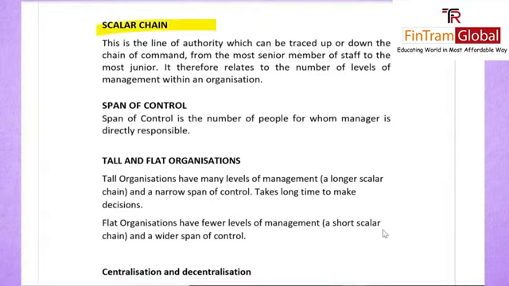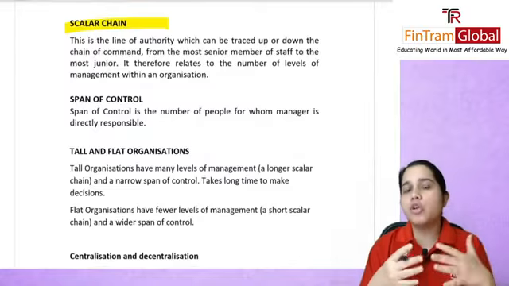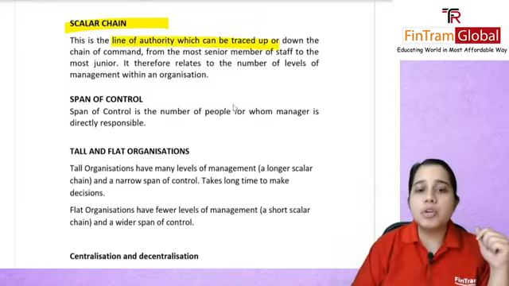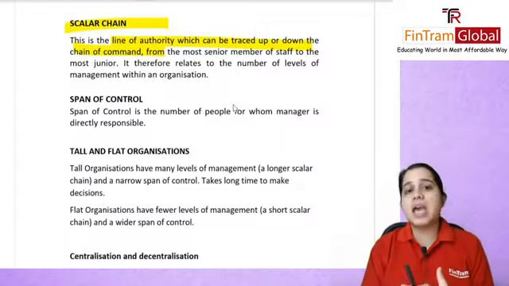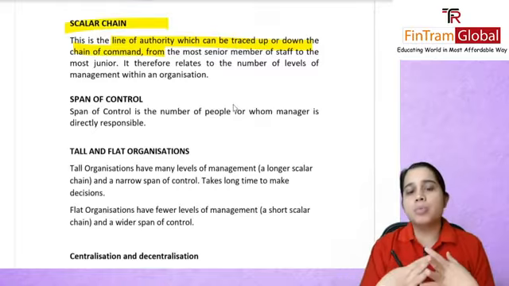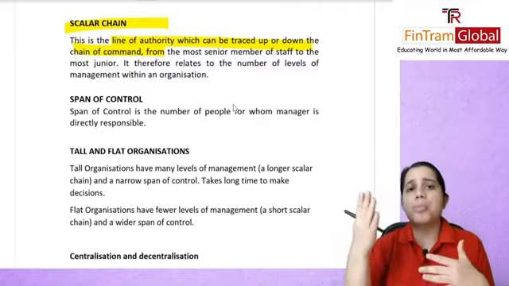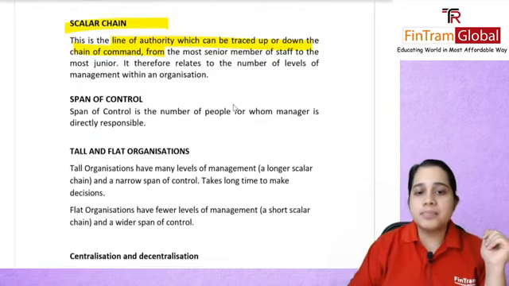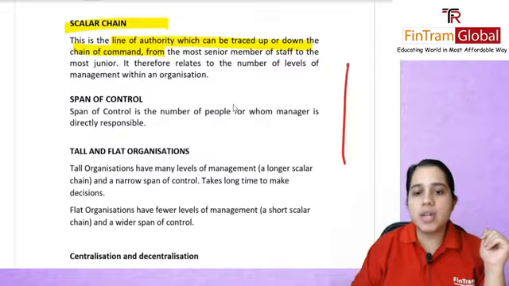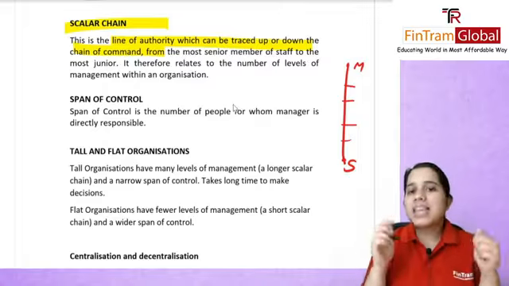Next, we will talk about the scalar chain. Now, what is the scalar chain? This is basically the line of communication which is followed. It is the line of authority which can be traced up or down the chain of command, basically from your most senior member to your most junior member. So if I'm a staff member and I want to communicate to my manager, I'll probably have to go through a chain, right? I'll go to my supervisor, he'll go to my AM, and then probably the manager. That is known as your scalar chain. It refers to the number of levels of management within an organization. So if I'm a staff member here and this is the manager, there will be so many levels that I probably have to go through in order to communicate to that person. That is your scalar chain.